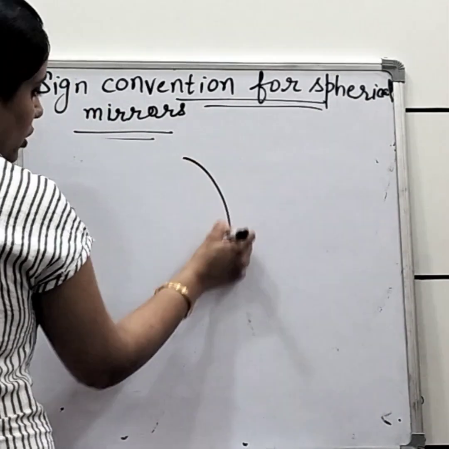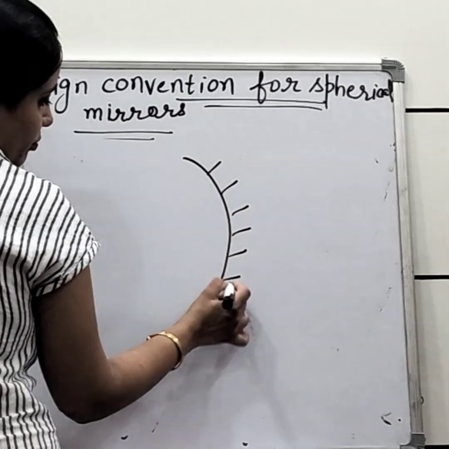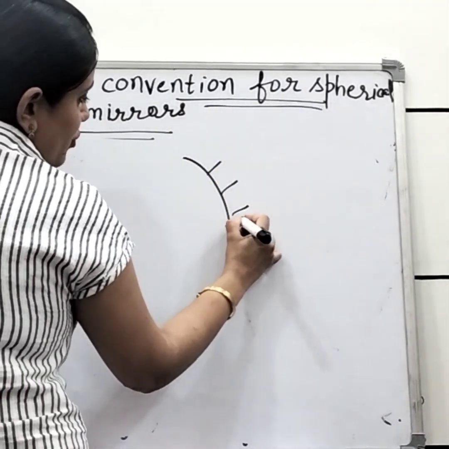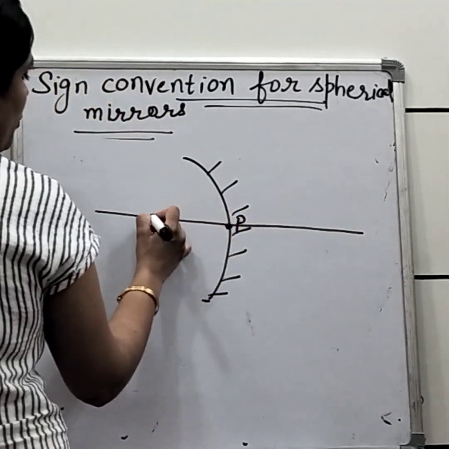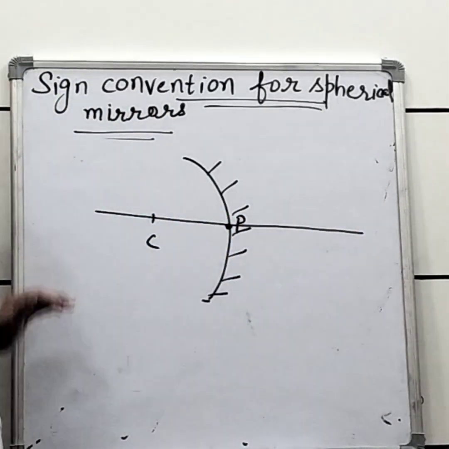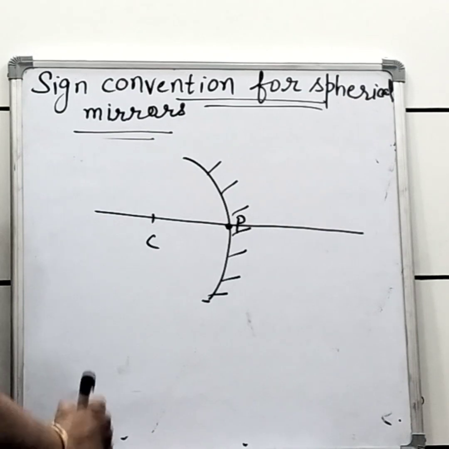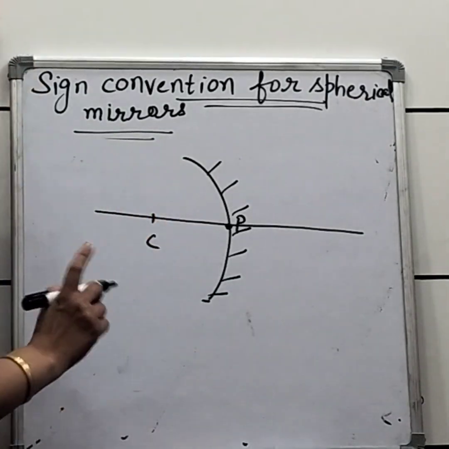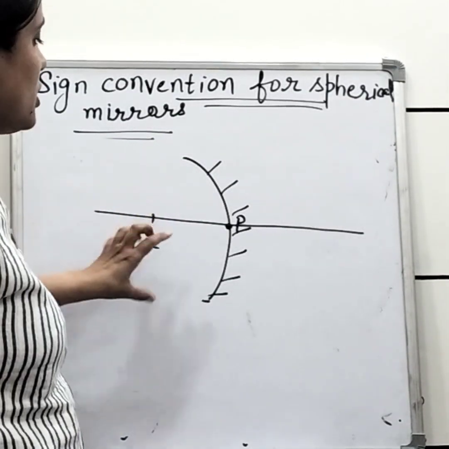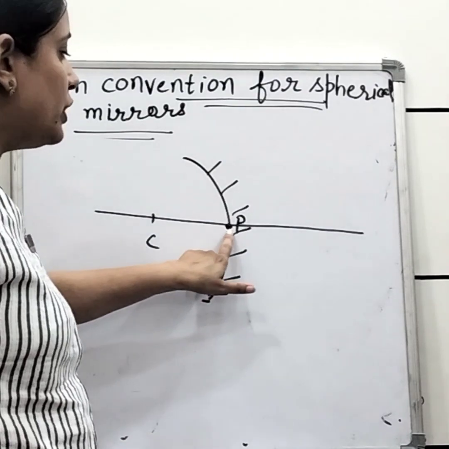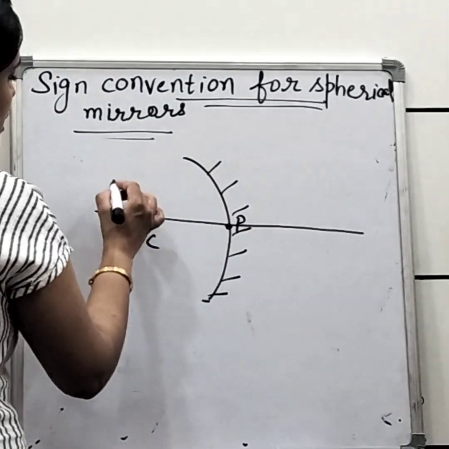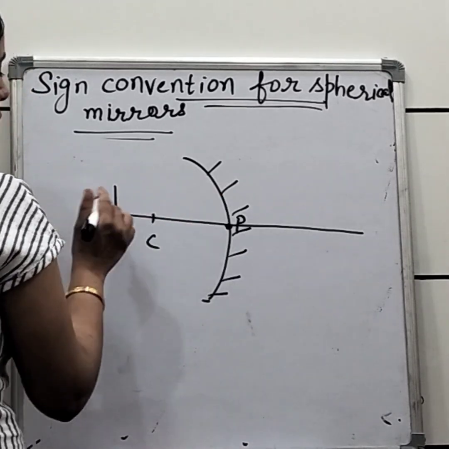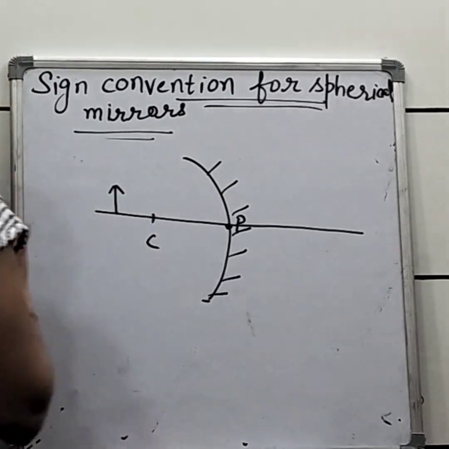This is a concave mirror. The center of the spherical mirror is known as the pole, and a straight line passing through the pole and the center of curvature is known as the principal axis. First, all the distances are measured from the pole, so the pole is the origin to measure all the distances. You all know that the object is always placed in front of the mirror, so always in the left direction.